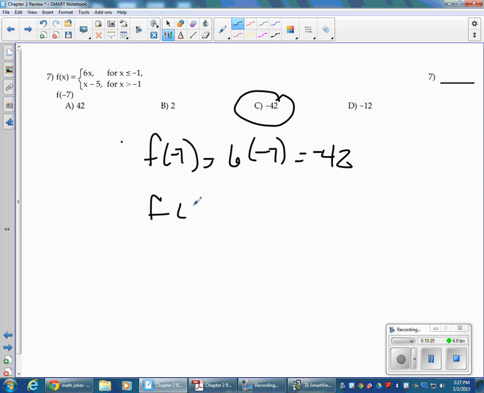If I'd asked, what's f of 5? Well, 5 is larger than negative 1, so I would do the bottom one. I would say f of 5 is 5 minus 5, which is 0. And you could plug in any number for x, but if that number that you're plugging in is less than or equal to negative 1, you use the top. And if it's greater than negative 1, you use the bottom.